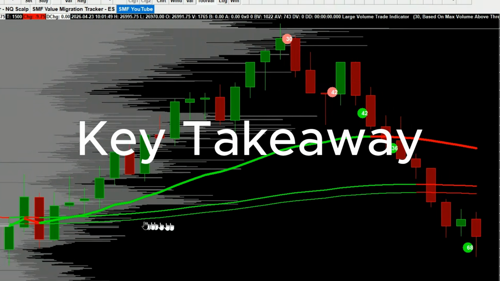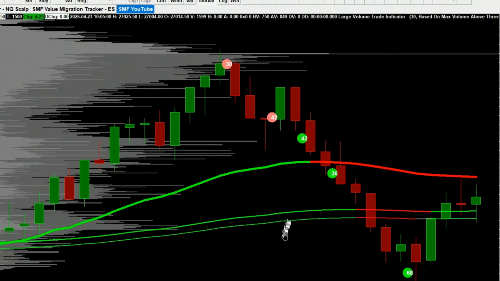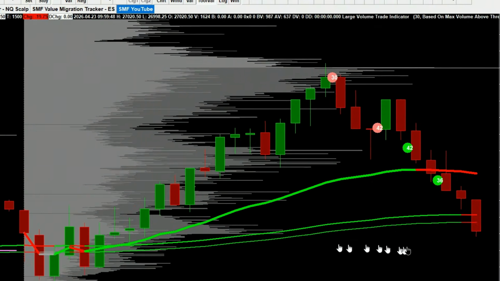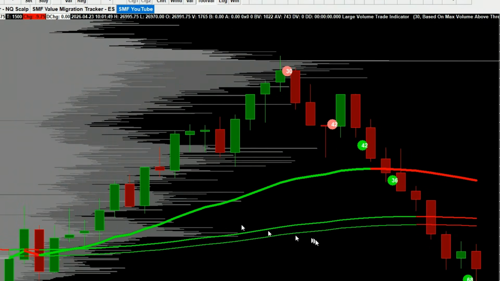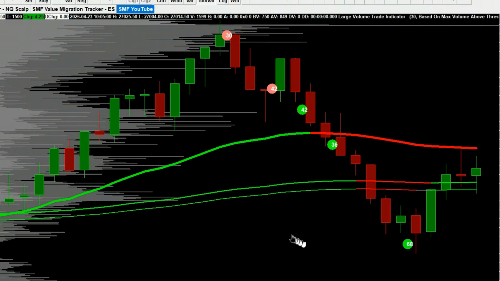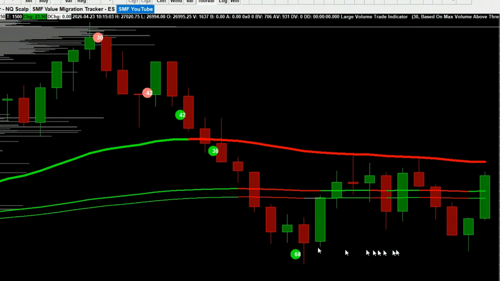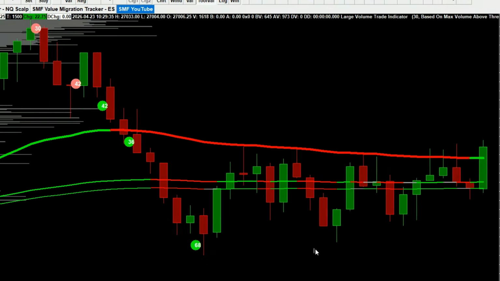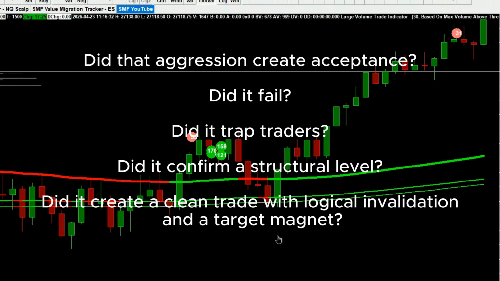Okay, here's the key takeaway. The large volume trade indicator is not a magic entry tool. It is not a buy or sell signal, and is not a replacement for volume profile, value, VWAP, structure, or auction logic. What it is, its real value is that it can act as an order flow shortcut. It helps you quickly see where meaningful aggression appeared. Then the real question becomes, did the aggression create acceptance or did it fail?